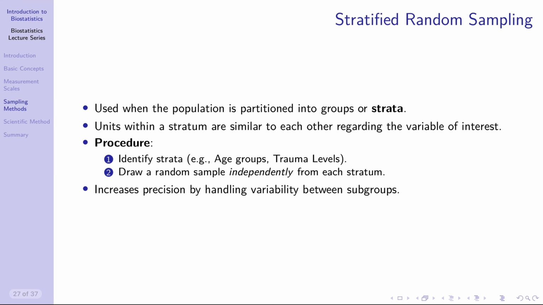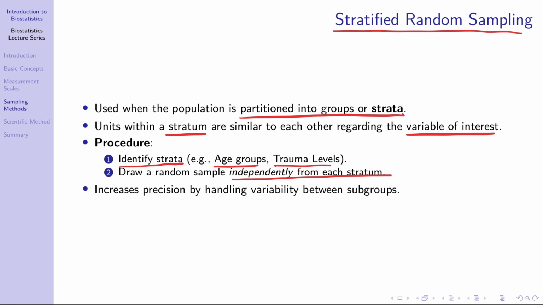The next one is stratified random sampling. This is used when the population is partitioned into groups, or strata. Units within a stratum are similar to each other regarding the variable of interest. First we identify the strata, which are the different groups present, for example age groups or trauma levels. From there, we draw a random sample independently from each stratum.